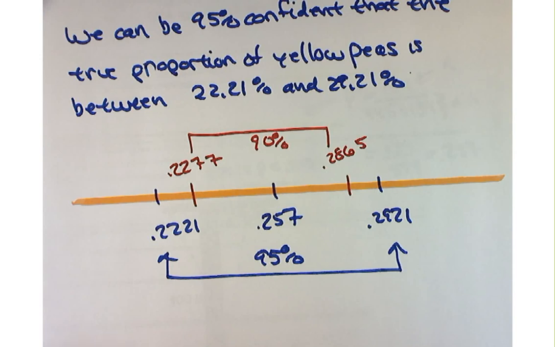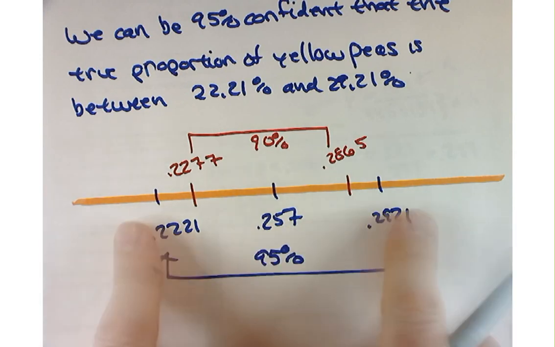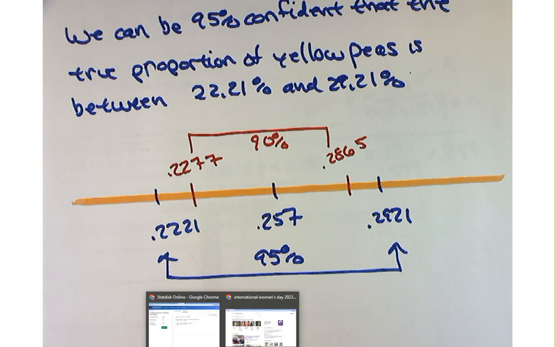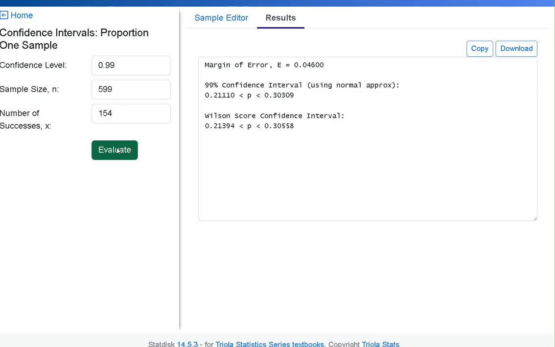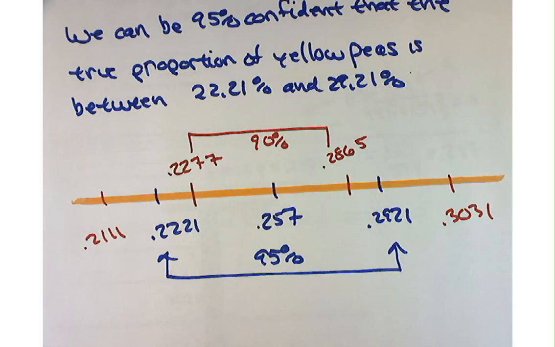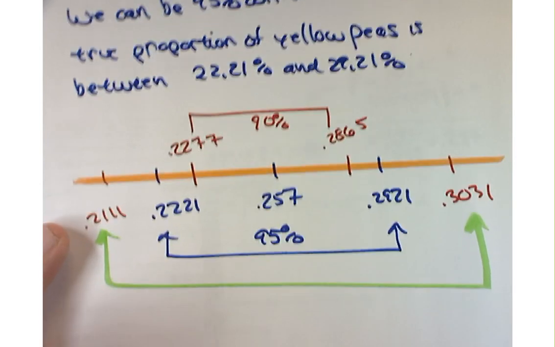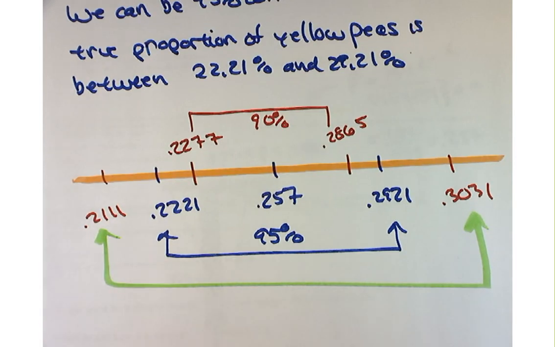So what do you think is going to happen when I look at 99%? Where's that going to be relative to what I've got here? It's going to be even wider. All right, so let's take a look at what happens at a 99% level of confidence. And now it's at 0.211 and 0.3031. So that's that last interval that we can look at here. Actually, we can look at as many as we want, I suppose. But the more confident you want to be in your conclusion, the wider this is going to be. So that's your 99% confidence level.